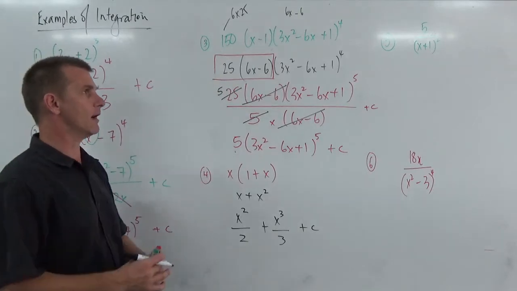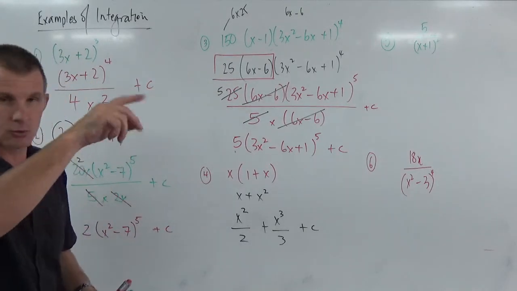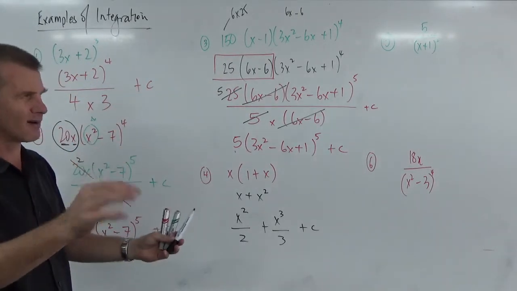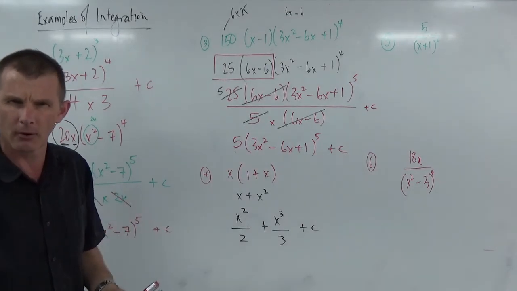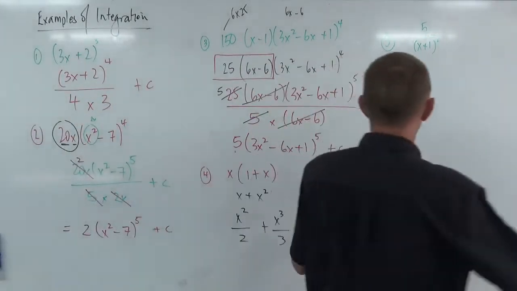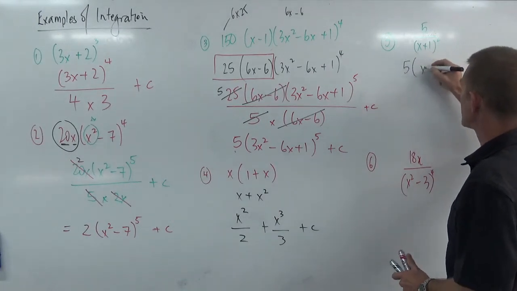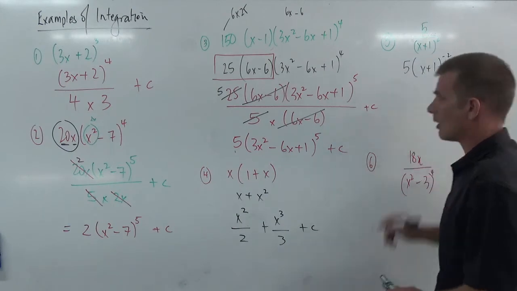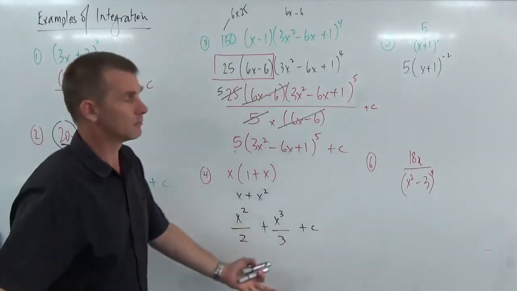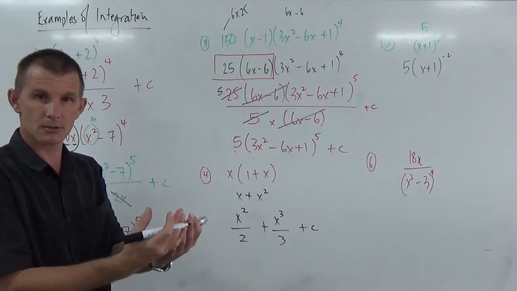Next one up there, number 5. 5 over x plus 1 squared. Now you're thinking, hang on, what do I do? How do I work with that bit on the bottom line? Well, don't. The short answer is don't. Do this. Multiply it like this. 5 x plus 1 to the minus 2. We can do that. We're just bringing it up to the top line.